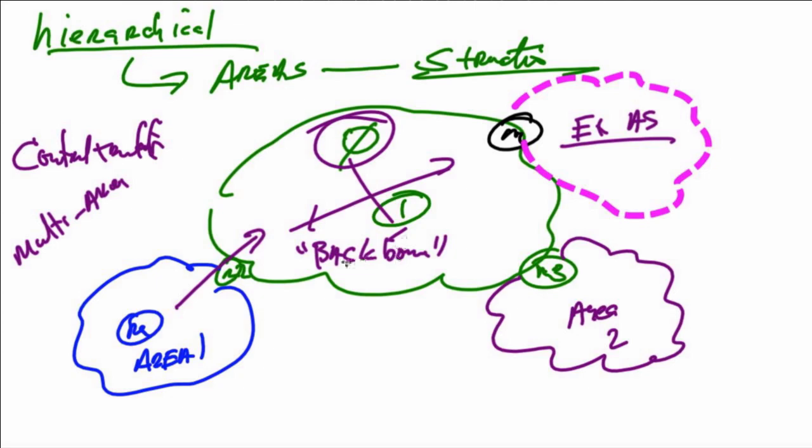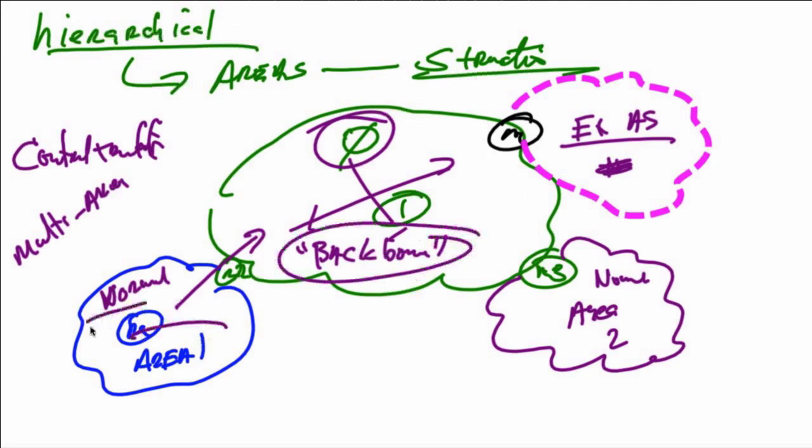Now, what we have here is the backbone area, and these other areas are referred to more commonly as normal areas, except for the external area. So that's our two levels. We have the backbone and we have our normal areas. Again, it's hierarchical, and it also allows us to confine what's happening.